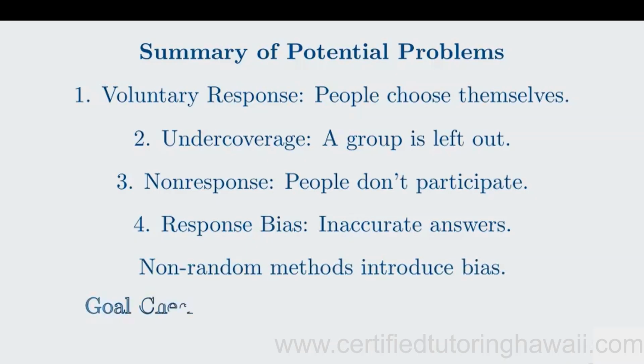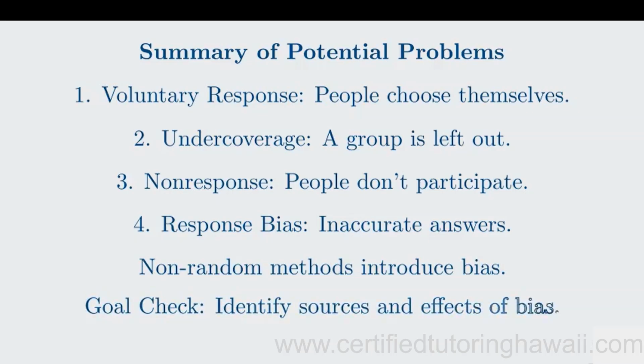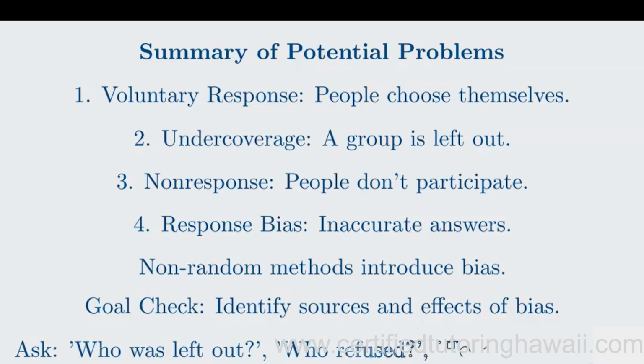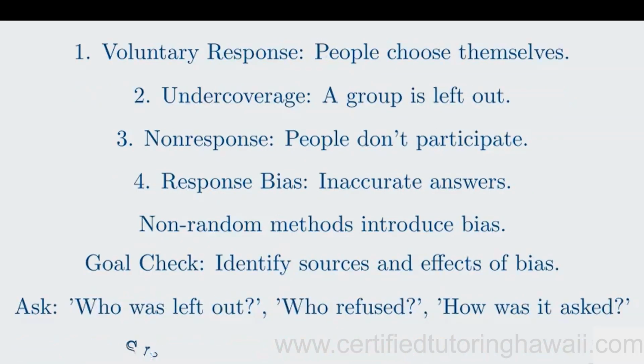Goal check. Can you identify potential sources of bias? Do you understand how they affect the statistic? Remember, when you are analyzing a study, always ask who was left out, who refused to answer, and how was the question asked. If you can identify these issues, you are well on your way to mastering the foundations of AP statistics. Now we've successfully learned to identify the systematic errors that can lead to biased results in sampling.